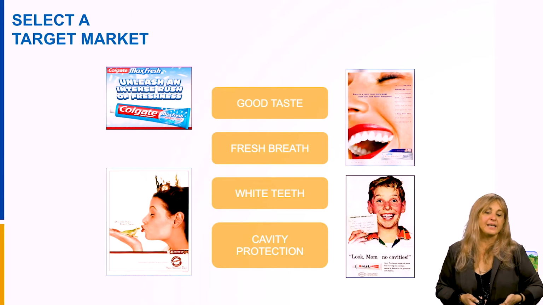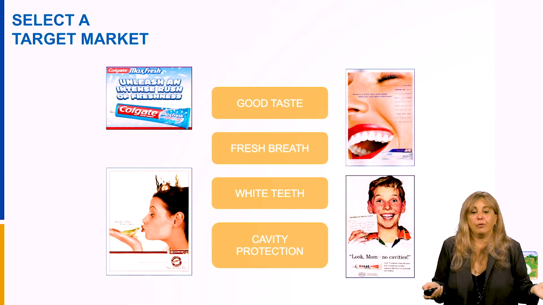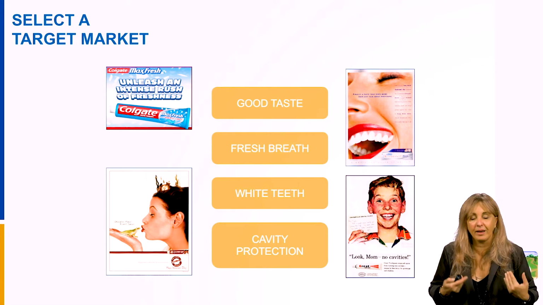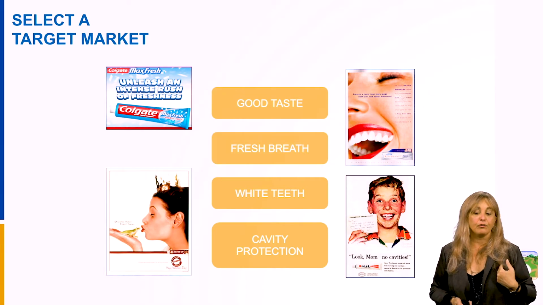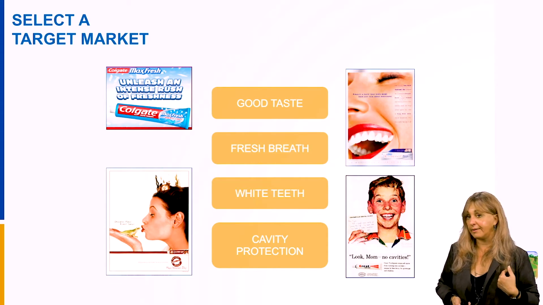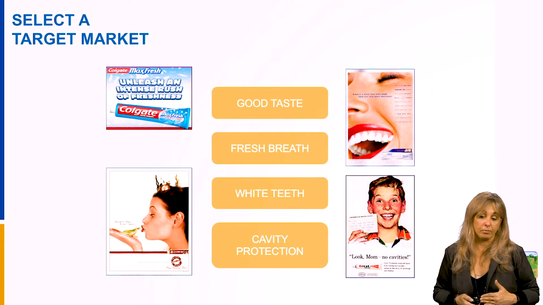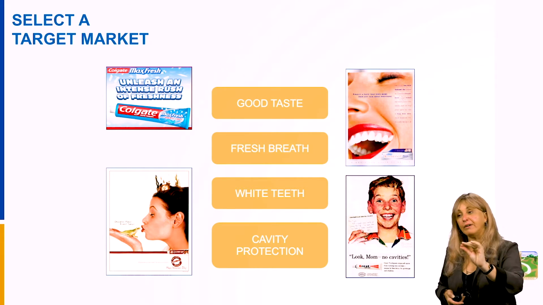So here are some examples, okay? So very similar for one product, toothpaste, one product. How can we have so many different toothpastes? That's how they target. People that look for taste. People that look for fresh breath, people that want to have their teeth white, children that need to protect from cavity, okay? So very specific, very segmented.